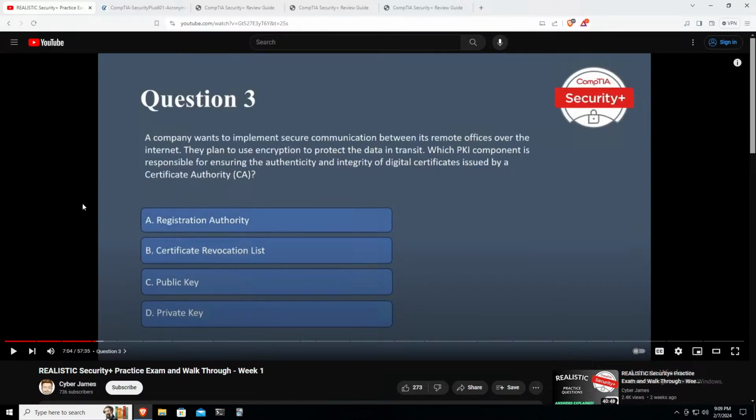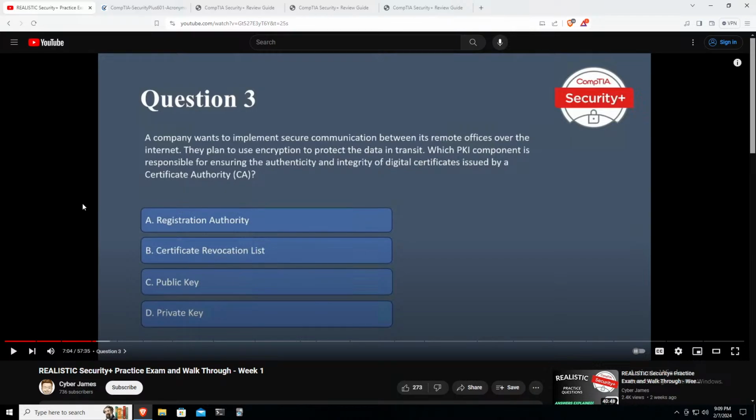Question three. A company wants to implement secure communication between its remote offices over the internet. Okay, so something like a WAN, or the users are assigned a laptop and then they VPN or tunnel in via whatever internet connection they have to the corporate network. Let's keep reading here.